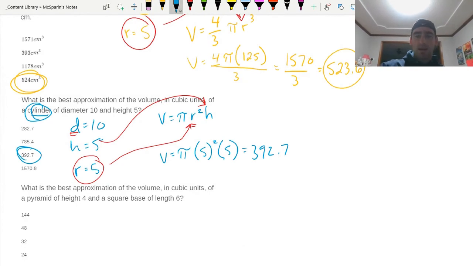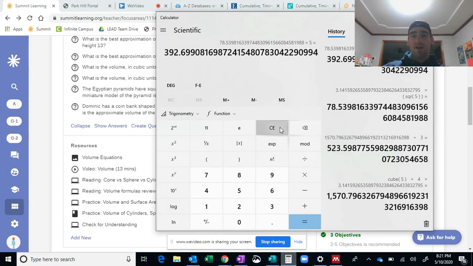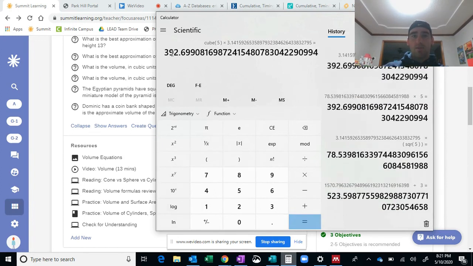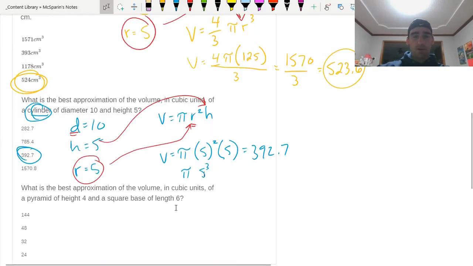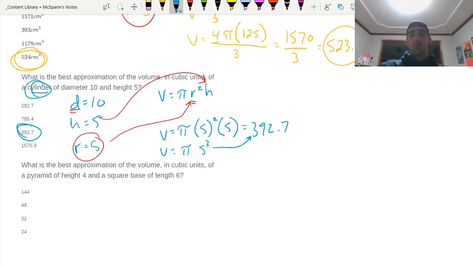Let's double check that. So notice that 5 times 5 times 5 is just the same as 5 to the third. I'm going to do that real quick and just double check myself. I'm going to start off with 5 to the third. So 5 cubed is 125 times pi. Keep losing the pi. Yeah, 392.7. Okay, good. I want to make sure I was using my calculator correctly there, guys. And that is just 392.7.